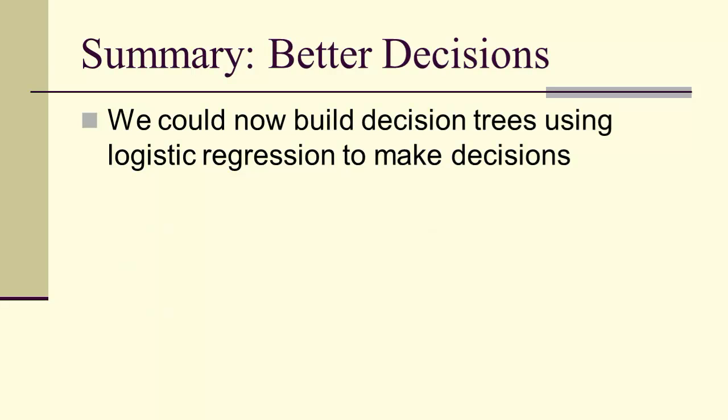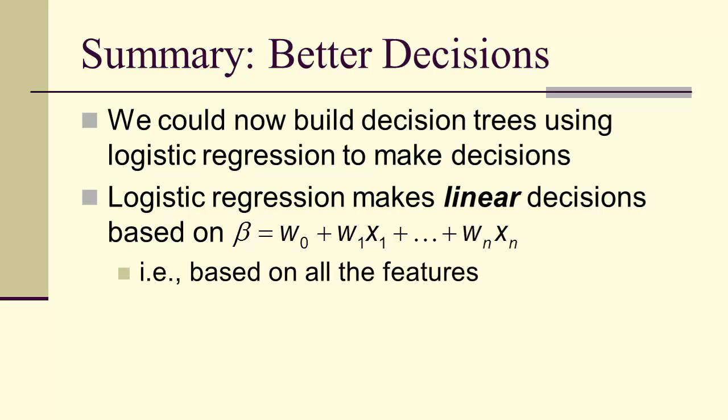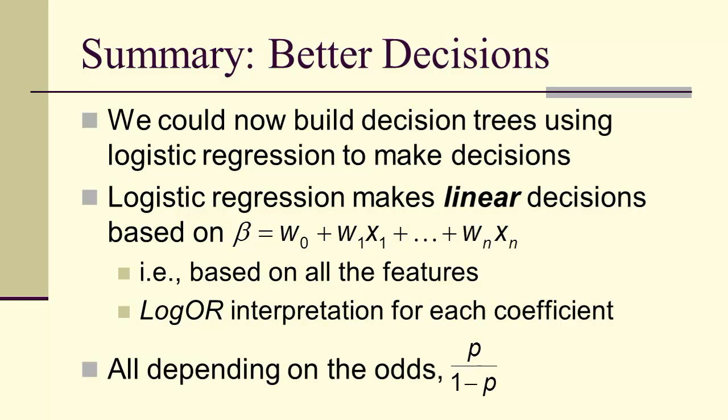So in summary, we could now build decision trees using logistic regression at each step. And that's because logistic regression is going to make linear decisions based on beta being a linear combination of the features. And it's based on all the features, not just one at a time. And we have an interpretation for each coefficient. It is a log odds ratio. And all of this will depend on the odds, p over 1 minus p.